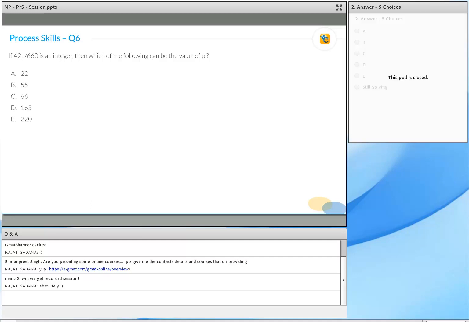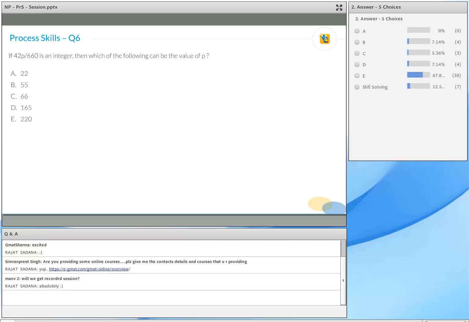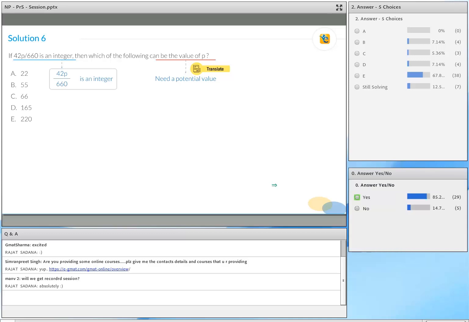All right, I'm going to end the poll now. I see that 7 of you were not able to select any answer till now, and 68% of the class selected the correct answer choice E. So let's go through this question. If 42p divided by 660 is an integer, then which of the following can be the value of p? The key thing over here is that what we need is a potential value. How many of you observed this, that what we need is a potential value, not a hard and fast value, but what can be the value of p?